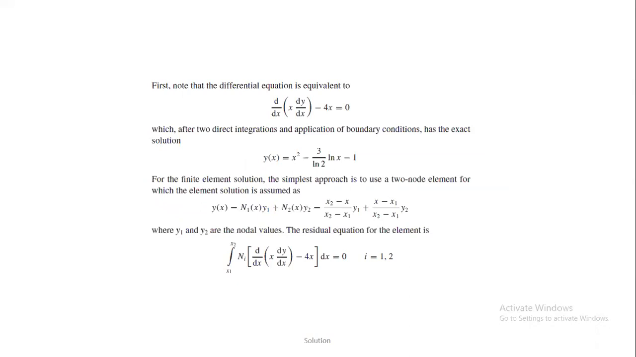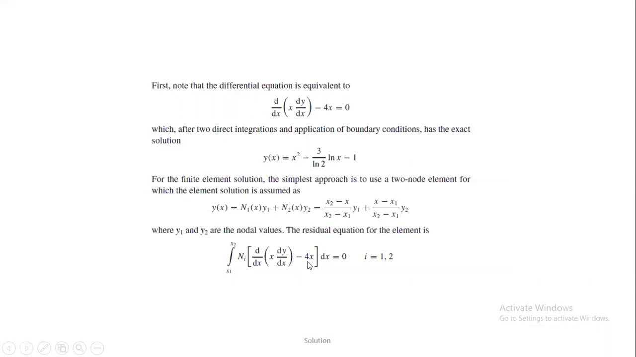First, note that the differential equation is equivalent to this, right? So we have now simplified or modified this differential equation, which after two direct integrations and application of the boundary conditions, the analytic answer is given here. Okay, now for the numerical solution, for finite element solution, the simplest approach is to use a two-node element for which the element solution is assumed to be like this. Okay, now I've already defined n1 and n2 different definitions. Okay, so this must be in your mind, and this is how we use the interpolation. So then y1 and y2 are the nodal values.